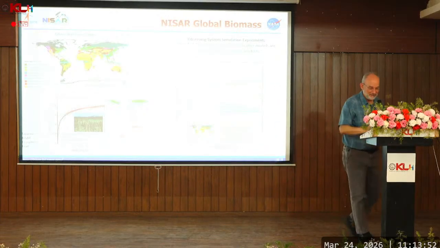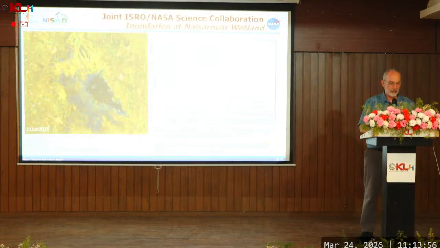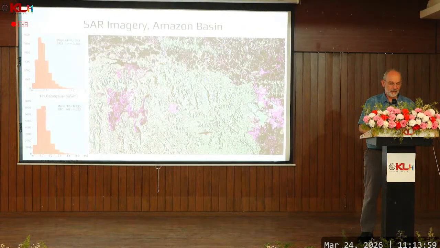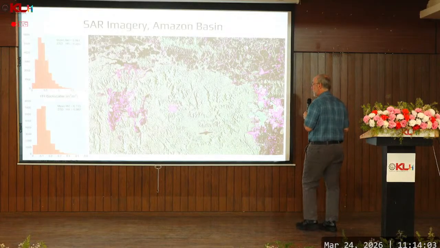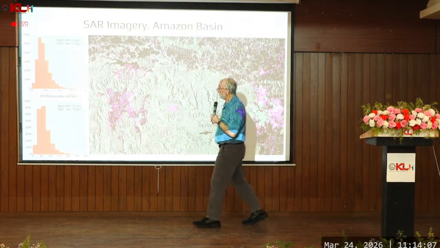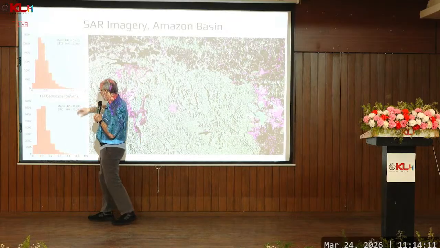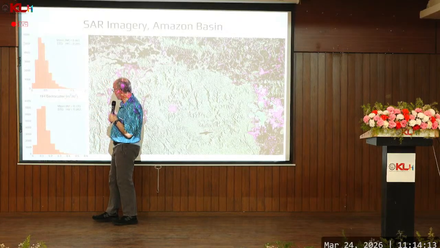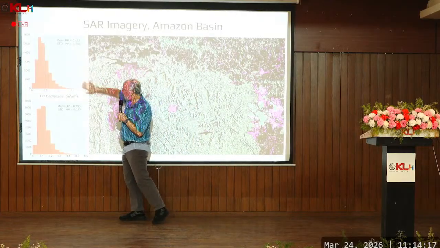That's the theory. I'll show you, well, maybe I'll just go right to the example. Here's some data from the Amazon. This is actual NISAR data now. This is showing you the histogram of backscatter in meters squared per meter squared. That's not in dB. And this is the copole, and this is the crosspole.